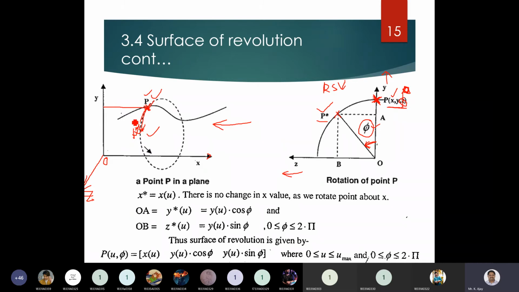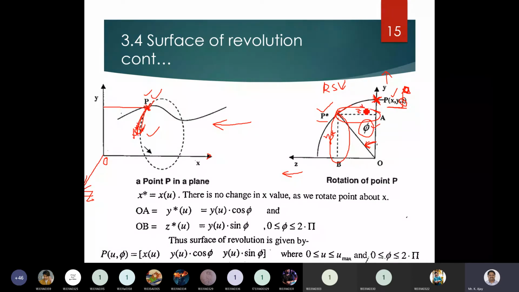What will change? The y coordinate will change. Why? Because when you are rotating like this, the height of this point is coming down. The height of the point is changing. The point is coming down, so the y coordinate is changing. Similarly, the z coordinate also varies. When the point is lying in the xy plane, the z coordinate is 0. When you are trying to rotate about the x axis, you are actually inducing some z coordinate also. The z coordinate is simply the distance of A to P star, and the y coordinate is the distance of B to P star. This is actually the y coordinate, y star. You call this z star.